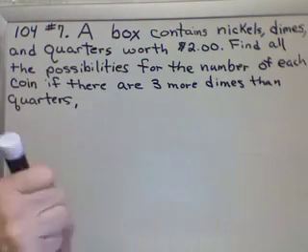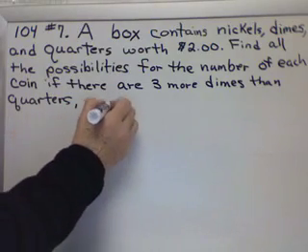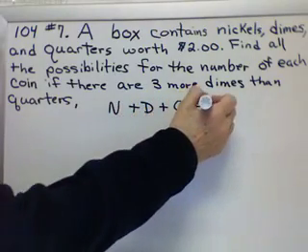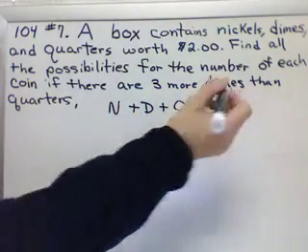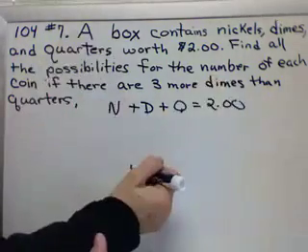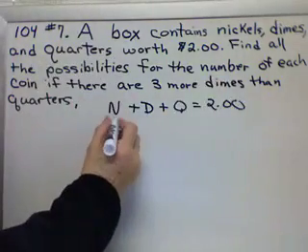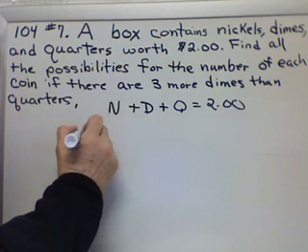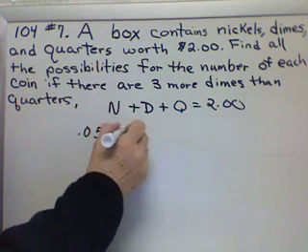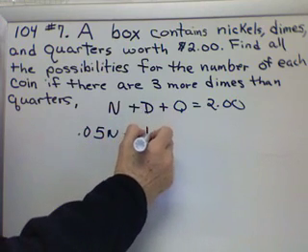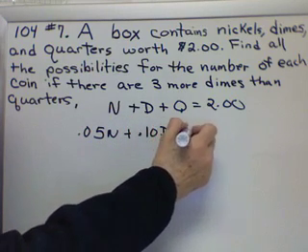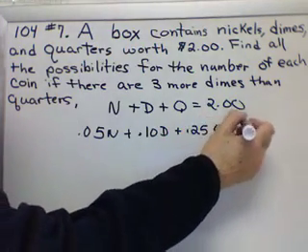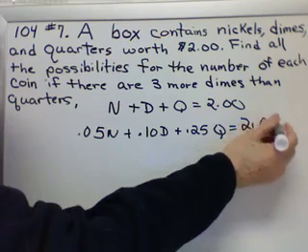At first glance, you might want to say nickels plus dimes plus quarters equals $2. But then we have to account for the fact that a nickel is 5 cents, a dime is 10 cents, so we could do 0.05 times nickels plus 0.10 times dimes plus 0.25 times quarters equals 2.00.